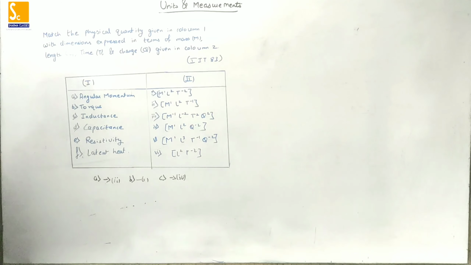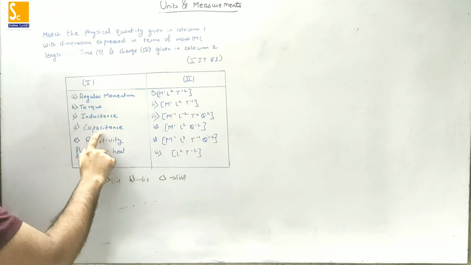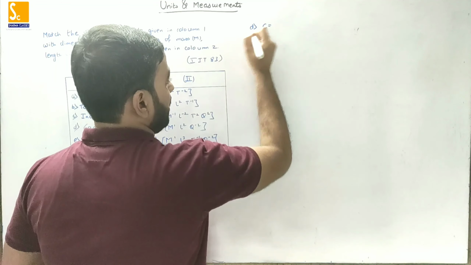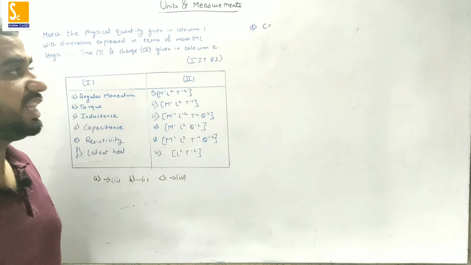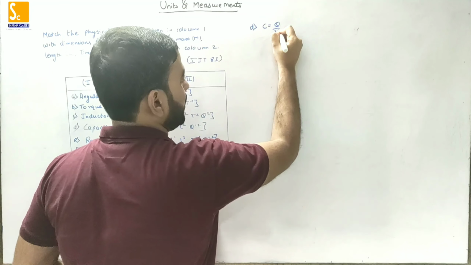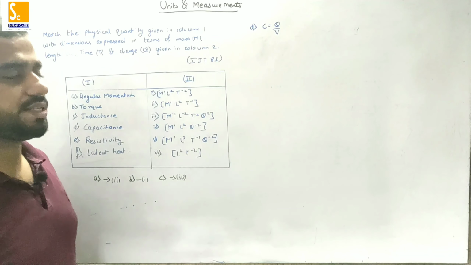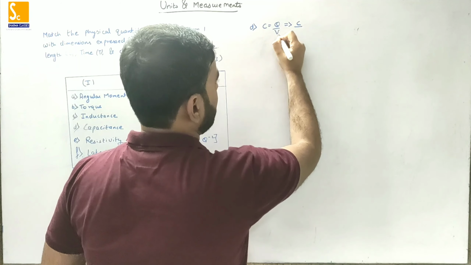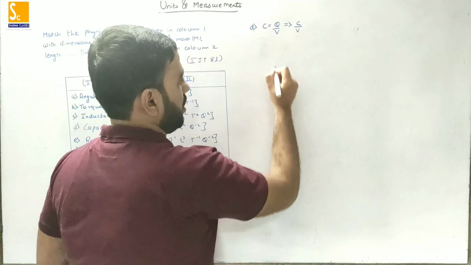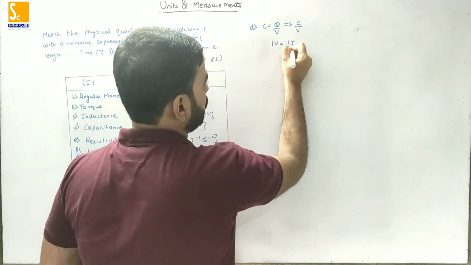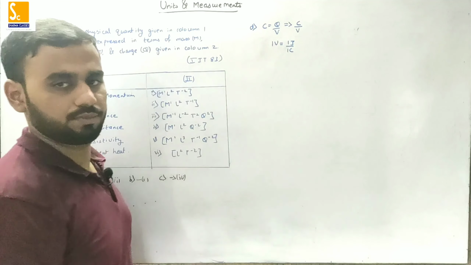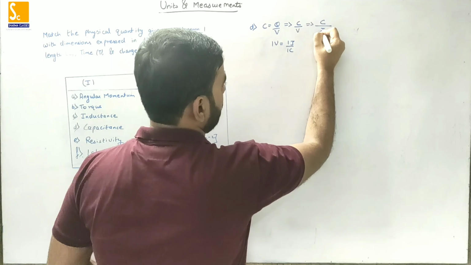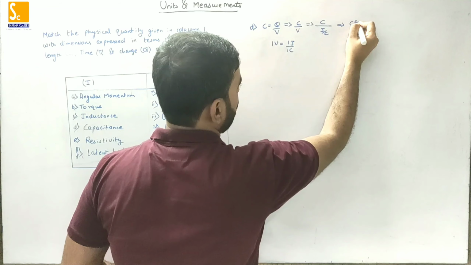In the remaining part, the next part is the capacitance. So let's talk about the capacitance C. The formula for the capacitance is nothing but what? The charge upon potential difference. We know that the unit of charge is coulomb and the unit of potential difference is volt. We know that 1 volt is nothing but 1 joule upon 1 coulomb. Correct? So instead of volt, I will write joule upon coulomb. So coulomb upon joule upon coulomb, which can be written as coulomb square upon joule.